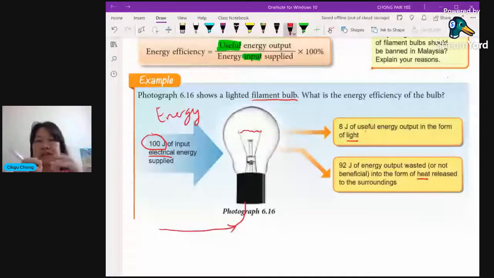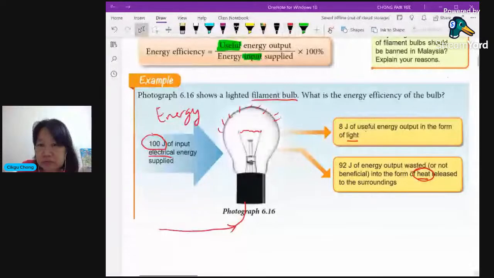It works on that technology. You need to produce a lot of friction inside there, right? High friction, high resistance, we call it resistance. Then it's going to produce heat and it's going to light up. So that's why you will have heat actually. This kind of bulb produces heat.